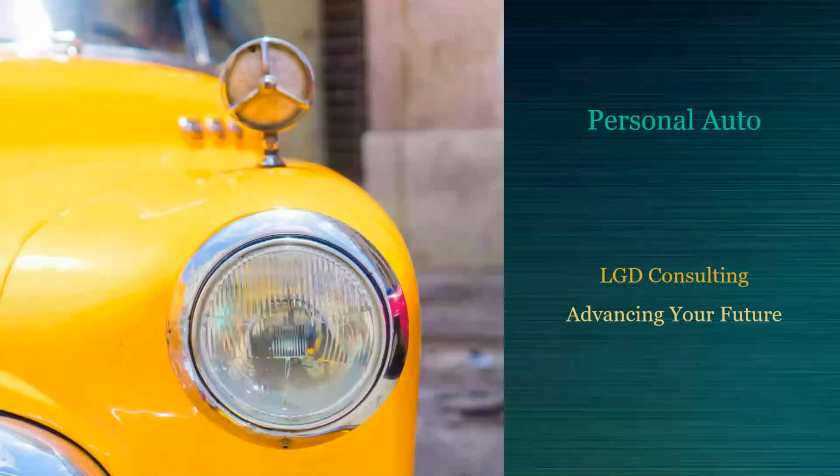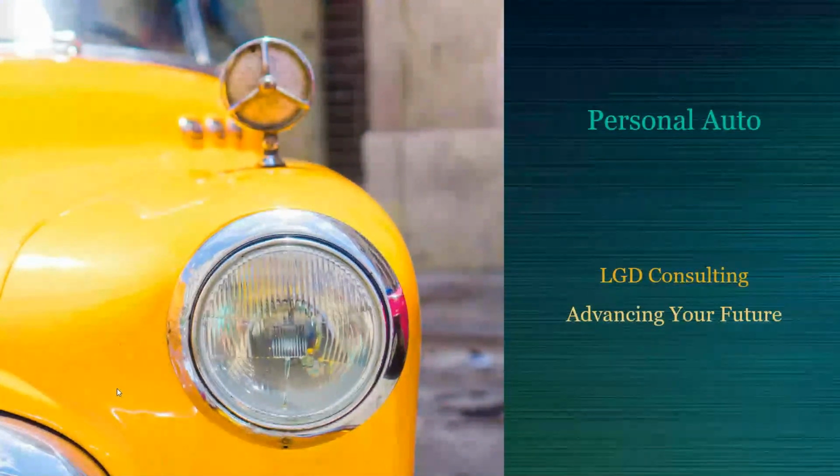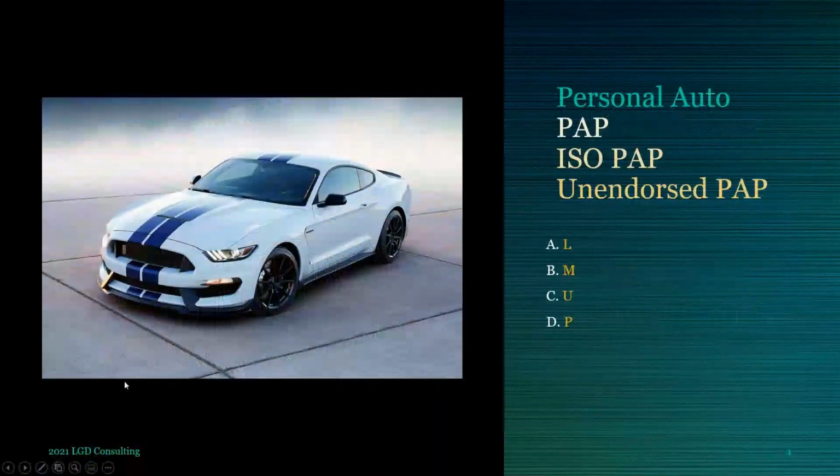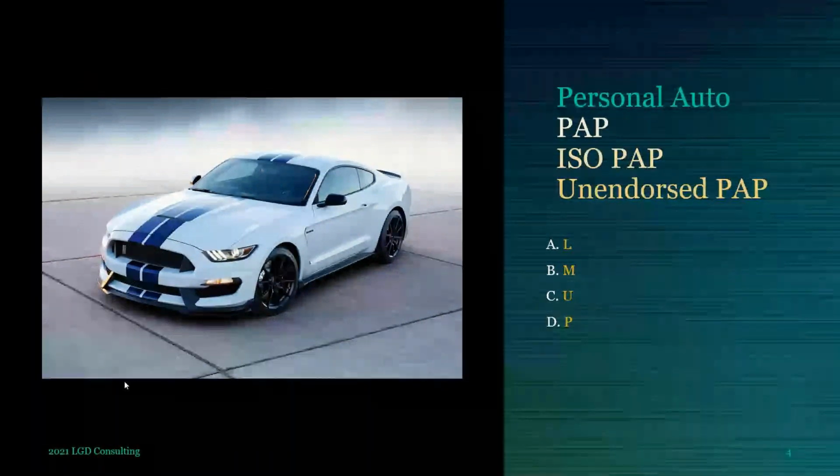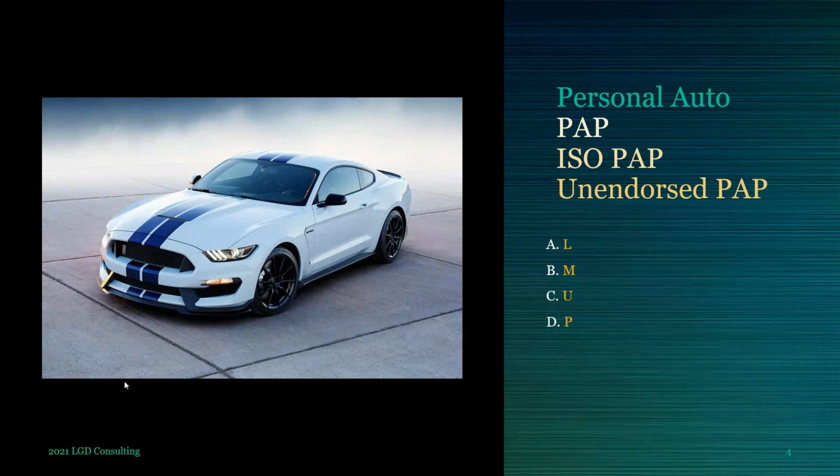All right, so personal auto coverage. Welcome, welcome, welcome. Again, don't be scared to jump in if you do have a question, all right? So personal auto policy, in a lot of your online training or required course, they call it personal auto policy. On the test, you might see it as a PAP. To throw you off, they'll call it an ISO PAP or ISO personal auto policy on the test.